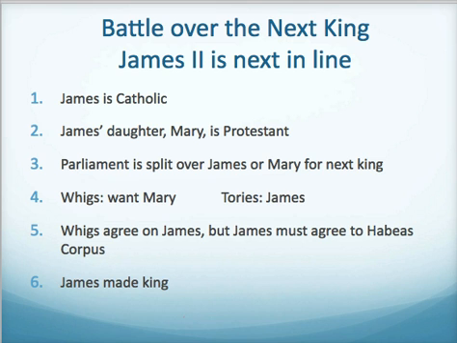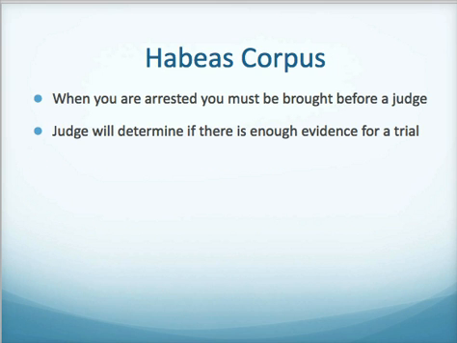Now James II, Catholic, has his power further limited because he has the Petition of Right that he has to agree to, and now he has this habeas corpus. What this habeas corpus is, when you are arrested, you are brought before a judge, and the judge looks at the evidence and says, yes, there is enough evidence for trial. He doesn't determine guilt or innocence. Did they have enough reason to arrest you? And we still have that in this country today.